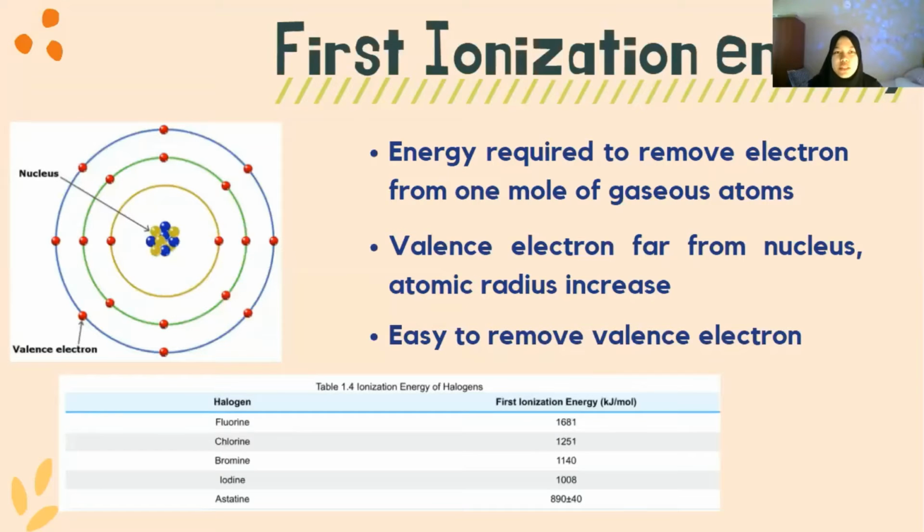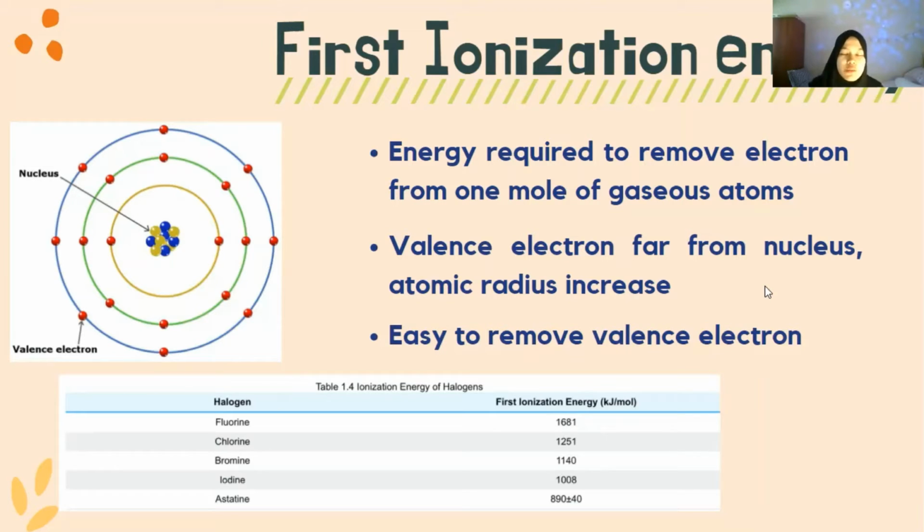Alright, so the last chemical property of group 17 is the first ionization energy. The first ionization energy means the energy required to remove 1 electron from 1 mole of gaseous atoms.